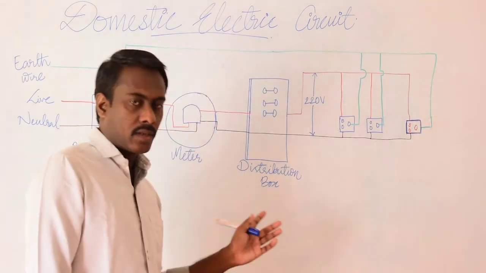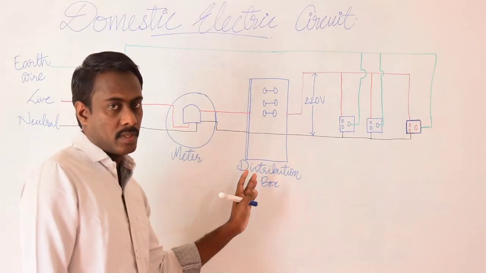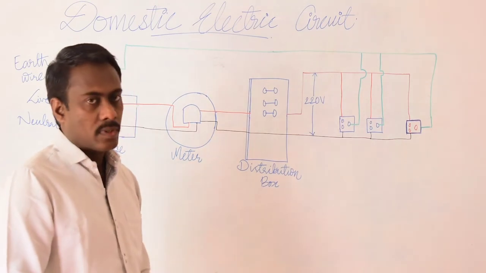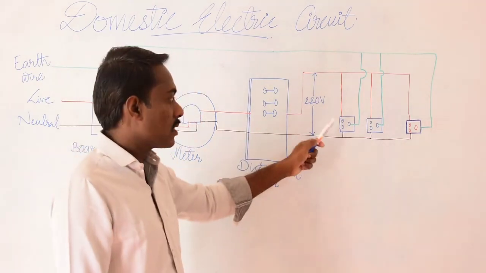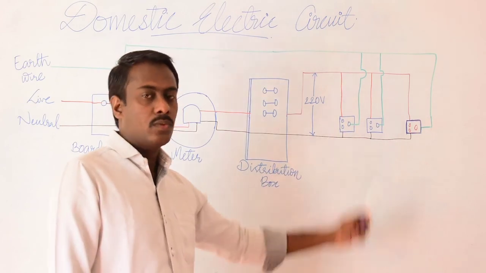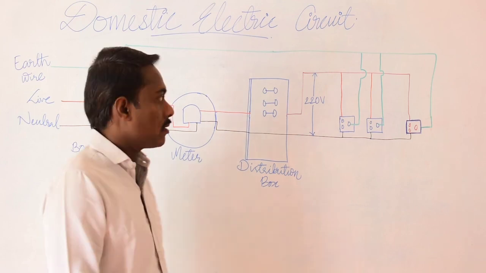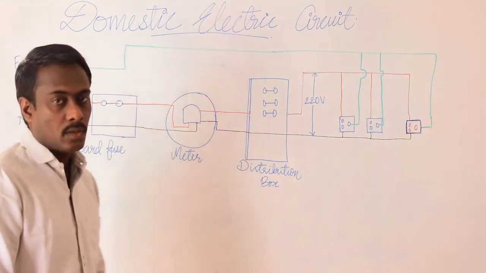Overloading can also be caused by an accidental hike in the supply voltage. Another reason for overloading is when too many appliances are connected to a single socket. And this is about the domestic circuit. I hope you understand.